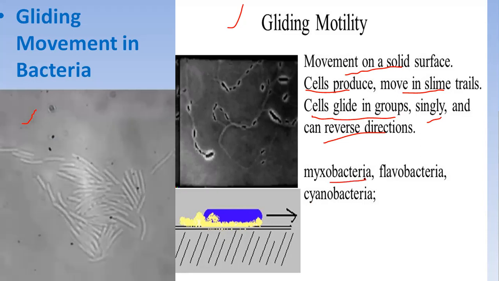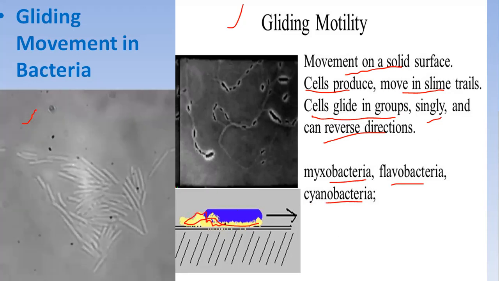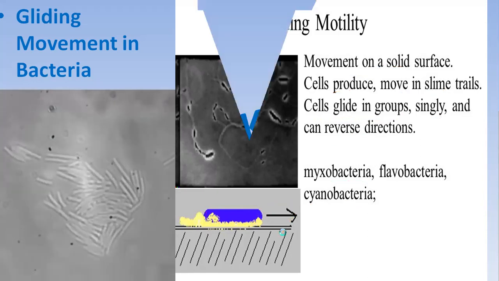Examples are myxobacteria, flavobacteria, and cyanobacteria, which have this type of motility. You can see here the slime trail secreted by the bacterial cell. Then they glide over it and move forward.